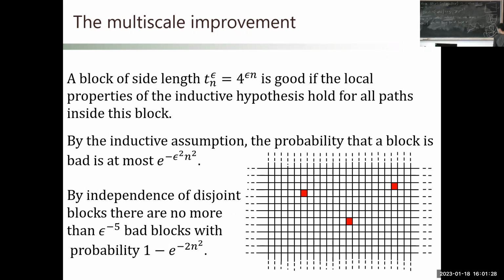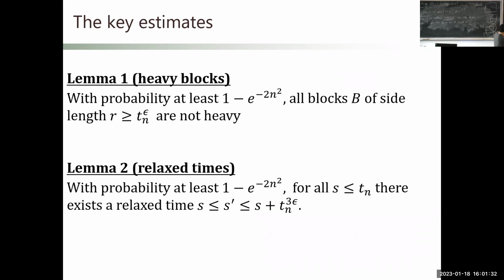Okay, I see that I should finish. I will just say that you have two key estimates that I won't have time to prove. The first one is that you don't see these big heavy blocks. And the second one is to find these relaxed times, these times in which you have a positive probability of escaping and never hitting your history again.